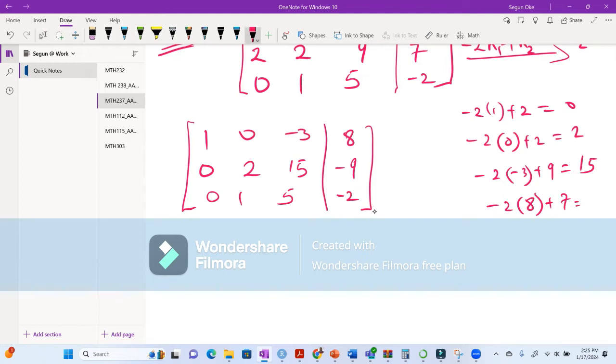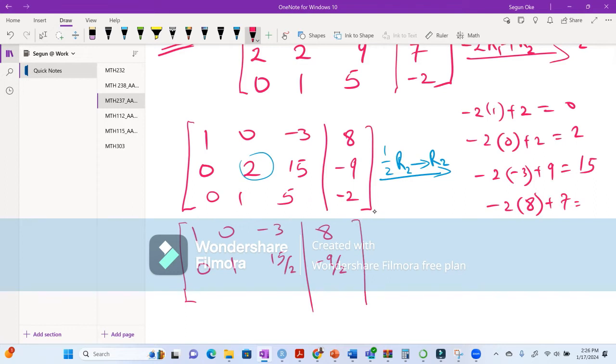I need in this place, remember, this needs to be reduced to 1. It's very simple, I can easily do that. 1 over 2 R2 will give me another R2. So I can do it by saying 1, 0, minus 3, 8, 0, 1. This will give me 15 over 2. This will give me minus 9 over 2. Don't bother yourself about the fraction. Everything will still be sorted. 1, 5, minus 2.